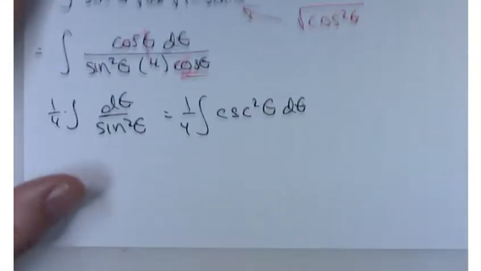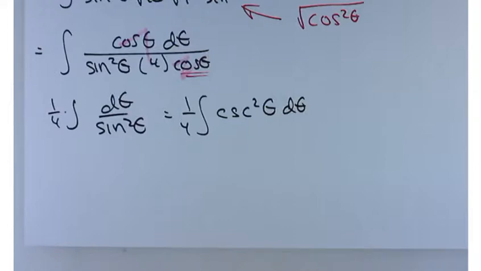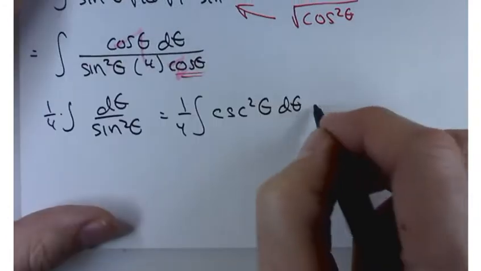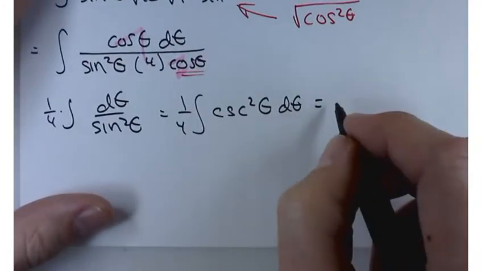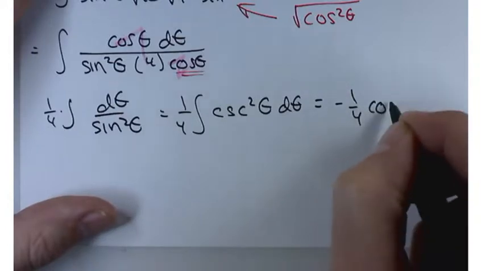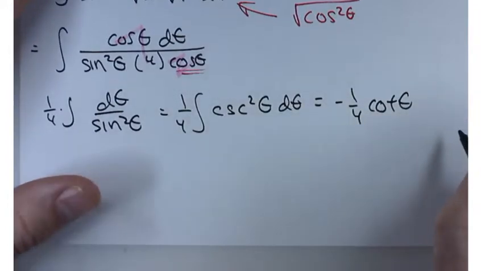Now, cosecant of theta, we don't use that one as much as we do secant of theta, but does anyone happen to remember what this integrates to? Very good. Negative cotangent. So I'll put the negative out front, 1/4, cotangent of theta. Let's not forget that all-important constant, plus c.